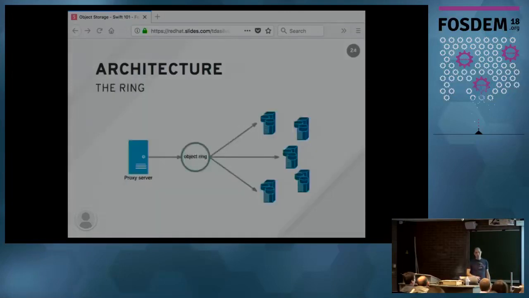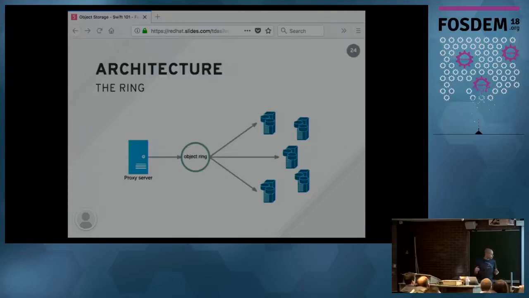But you can't talk about Swift architecture without talking about the ring. The ring is really about how Swift is able to determine where the data is stored. So the ring is just a binary file that is using a hashing ring to be able to determine where an object is stored on your cluster.